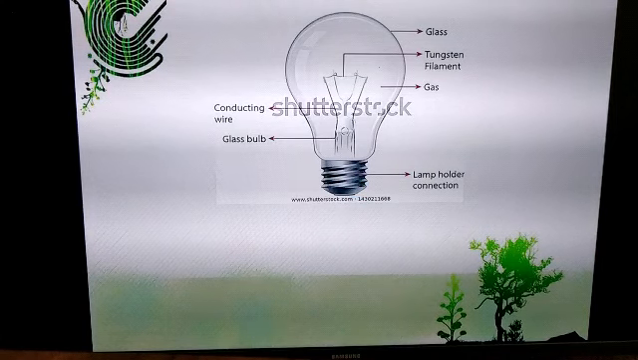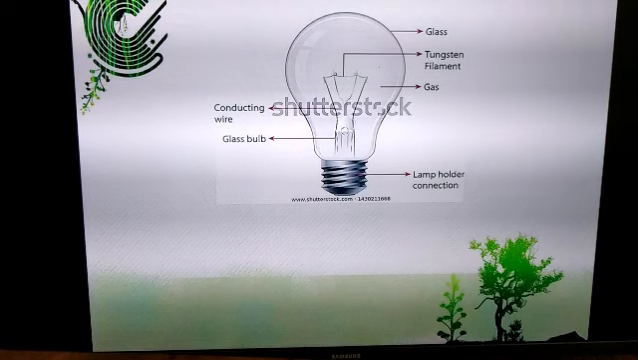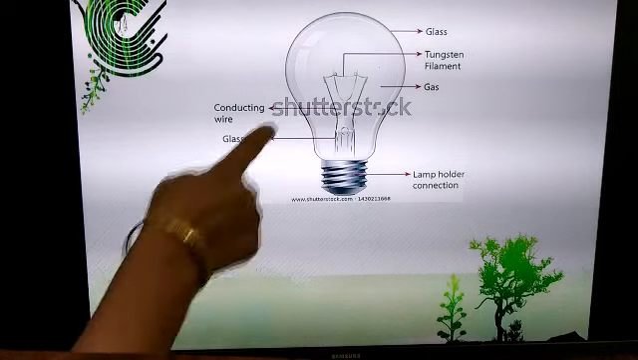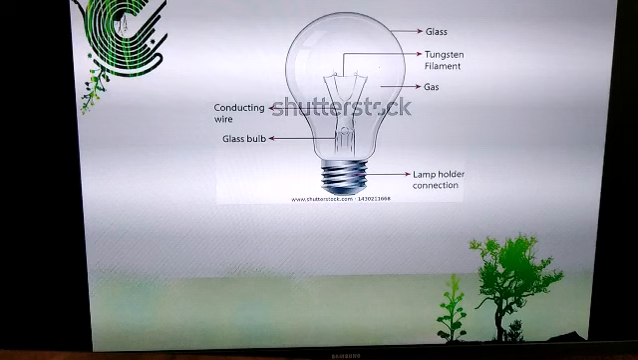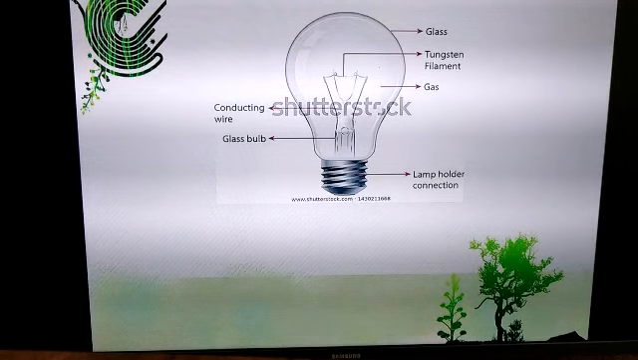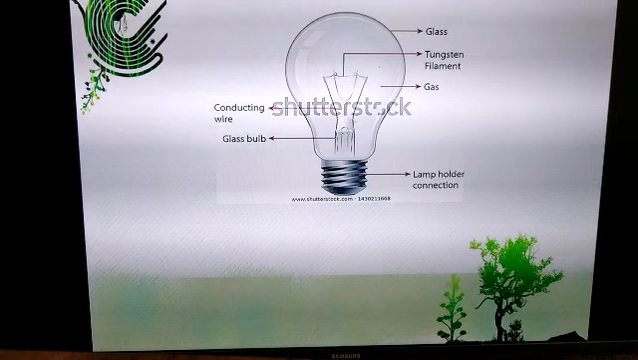Cell is the source of electric current. When there are no cells in the torch, no electric current is reaching the filament of the bulb. Here this is the filament of the bulb. So no current is reaching the filament of the bulb even when the switch of the torch is on. So since the filament is not getting heated, no light will be produced in the torch.